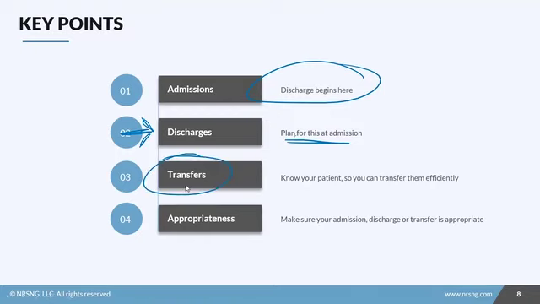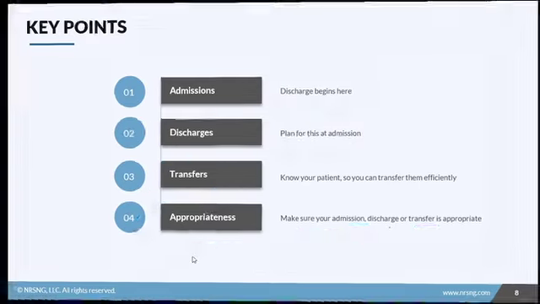When we're transferring a patient, know where they're going and if they should go and where they should go. If you know your patient, you can make that transition smooth for them. So know your patient. The last thing, always make sure that your patient is where they're supposed to be. Do they need to be admitted? Are they ready to be discharged? Is the transfer to a different unit going to help or harm them? Ask yourself these questions when you're talking about an admission, discharge, or transfer.